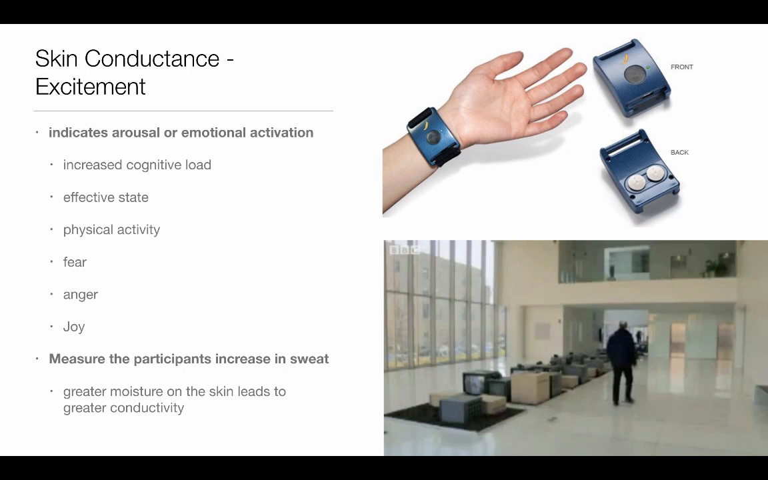Skin conductance is a bit different. So when we have a form of arousal, we're going to have activity in our skin. So we're going to have degrees of sweat. Now this can be increased cognitive load. We're thinking a lot. We're doing physical activity. We are angry, joyful, scared. A whole load of emotions.